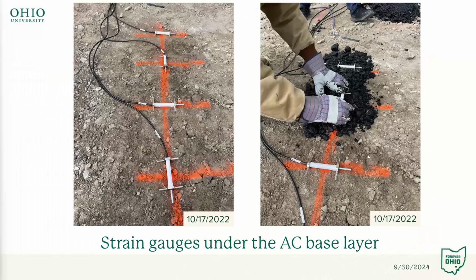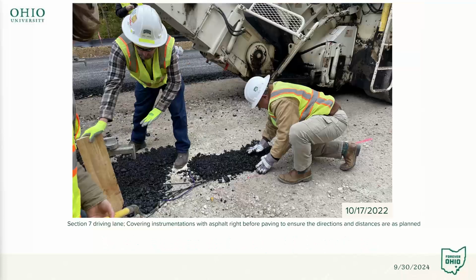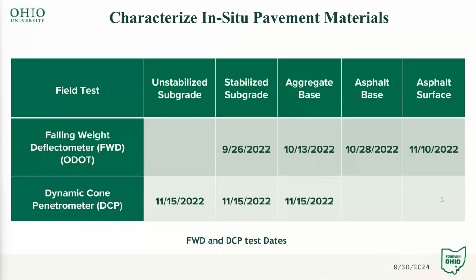And then this is the placement of the strain gauges under the AC base layer. These were TML H-shaped strain gauges. They were placed according to manufacturer's directions. The strain gauge tamped and made ready for data collection.